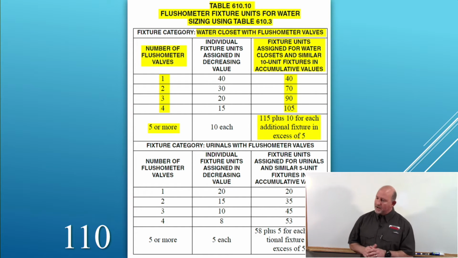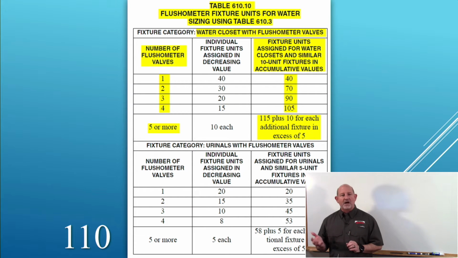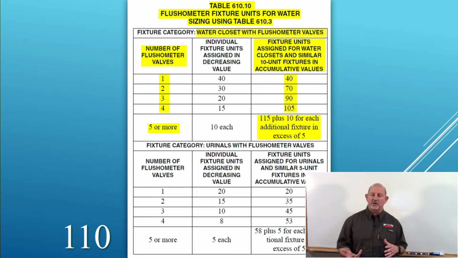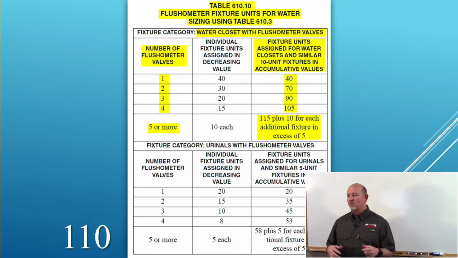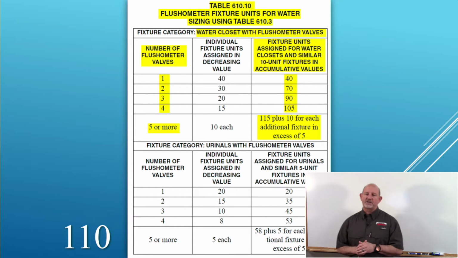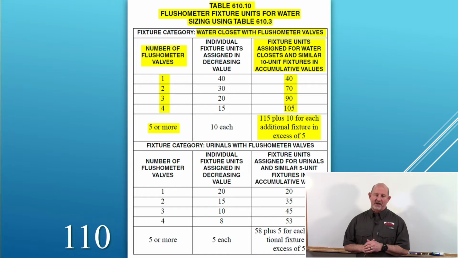Okay? Now, when I teach this table, I always like to teach you guys the easiest way to do something. So the easiest way to use this table is to stay out of the middle column. Go from the first column to the third column. And let me show you why. So let's go to the top there where it says water closet with flushometer valves.